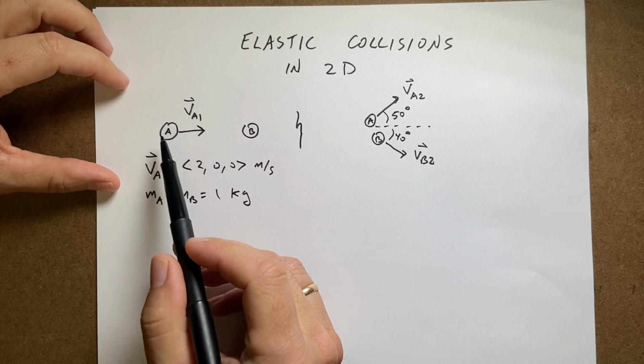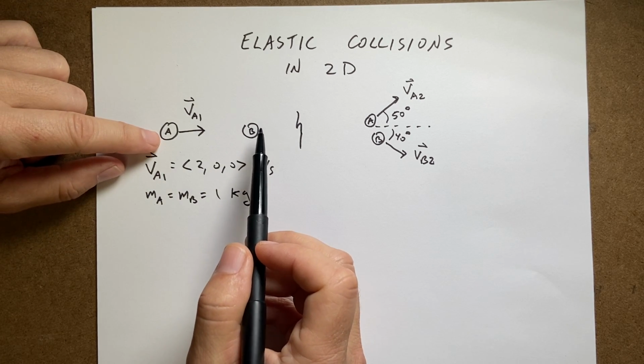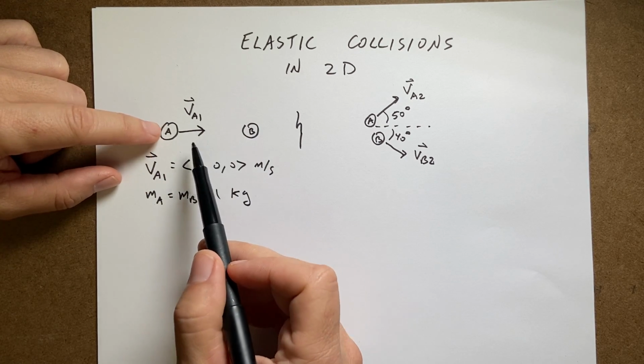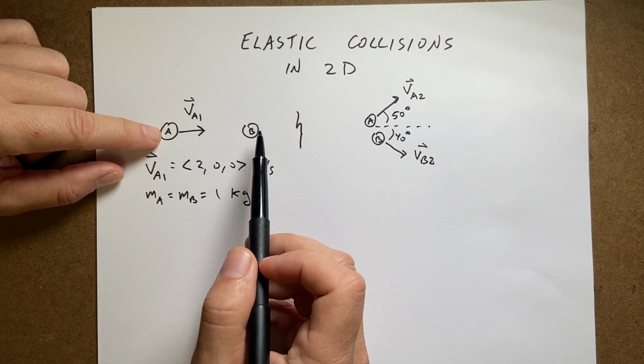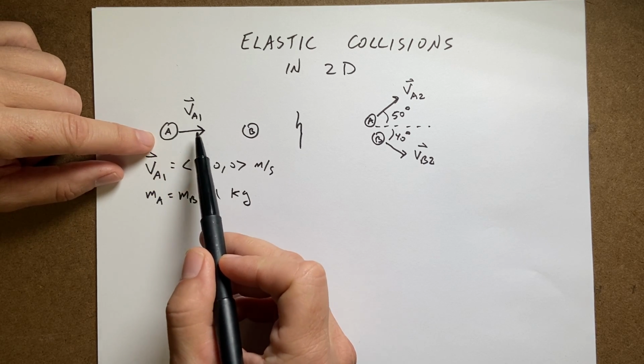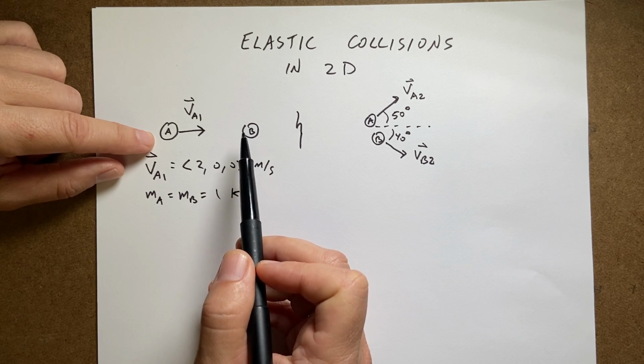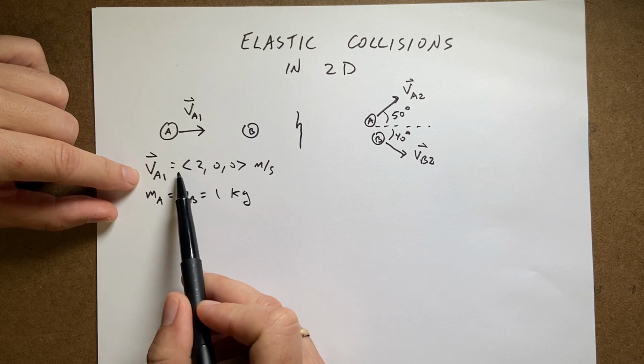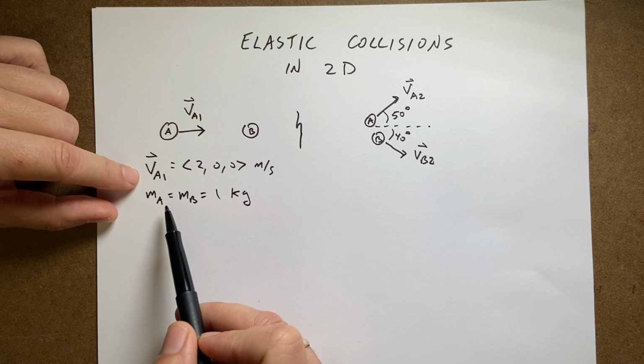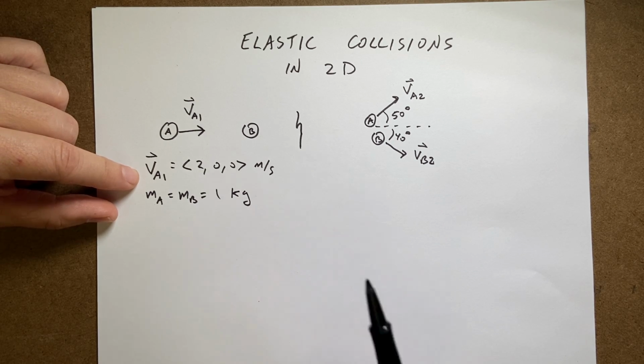So here's the situation. I have these 2 balls in space, or asteroids, or whatever you want to call them, and they have the same mass, and ball A is moving towards ball B. It's not a direct hit. It's kind of a glancing hit. But ball A has an initial velocity of 200 meters per second. They both have a mass of 1 kilogram, just for fun.